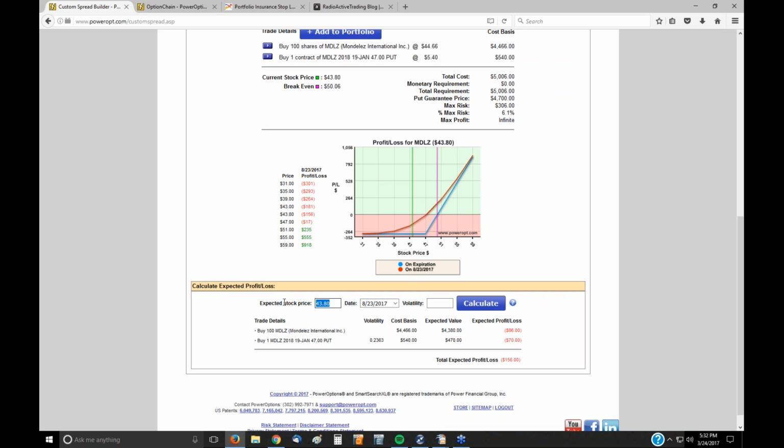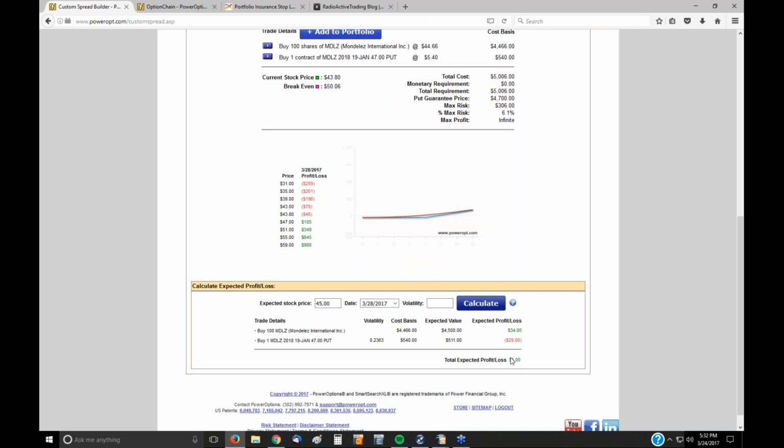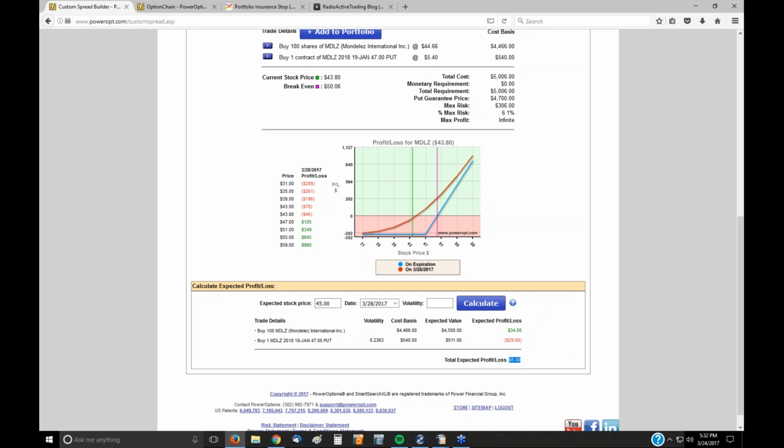In fact, if the stock goes up to about $45 per share from when I got in, which was 34 cents, in the first 5 or 10 days from when I opened the position, I'm going to be at a profit because the put doesn't go to zero. Okay, I just wanted to show that.